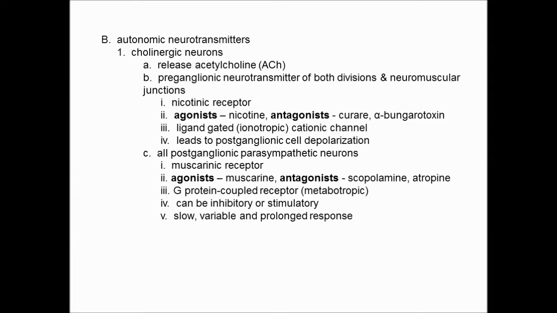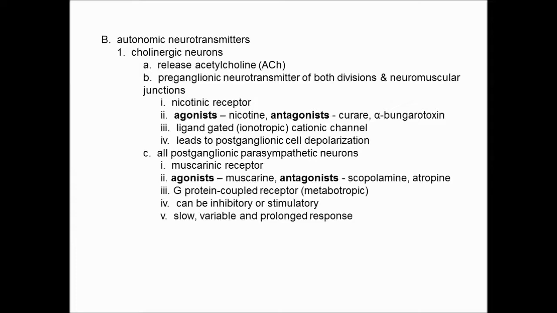The next subject is the chemicals that are responsible for mediating these responses. We talked about cholinergic and adrenergic. The term cholinergic means that particular neuron releases acetylcholine. And the classic cholinergic neuron is the preganglionic neuron for both the sympathetic and parasympathetic systems. It's also, of course, released at neuromuscular junctions in the somatic system, as we've already said. But both preganglionic neurons, both divisions, release acetylcholine and are termed cholinergic neurons.